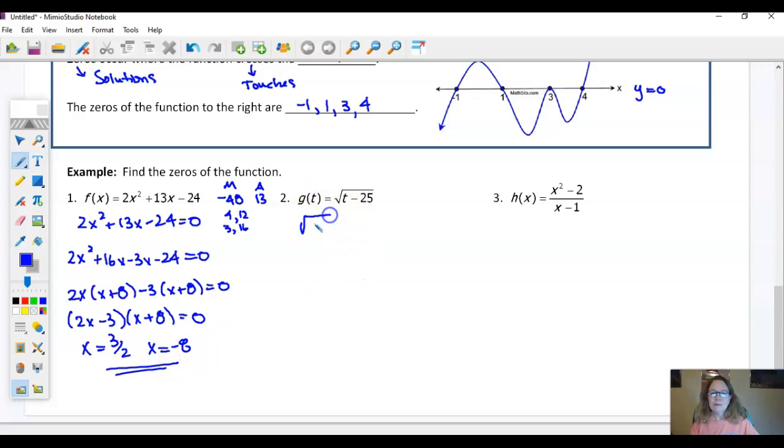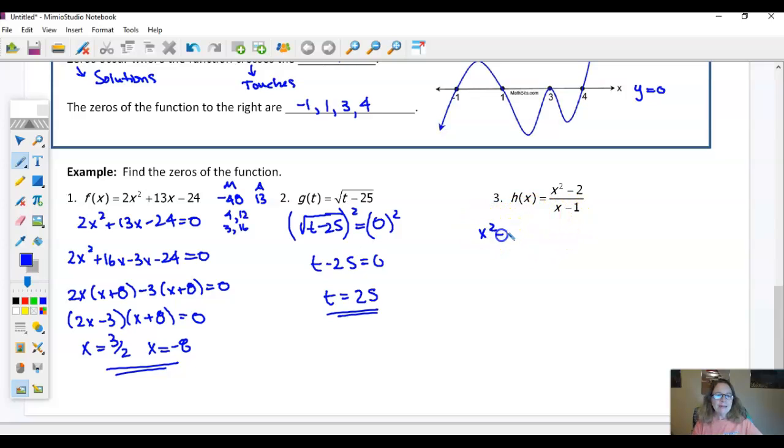Next, we'll take the square root of t minus 25 and set that equal to 0. I want to get rid of that square root, so we'll square both sides. T minus 25 is equal to 0, or t is equal to 25. It looked like it was going to be ugly, but it sure wasn't.